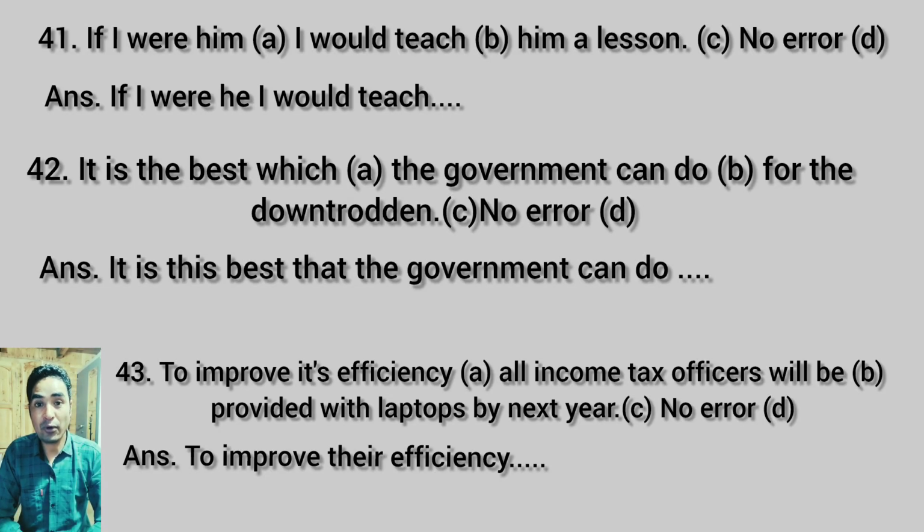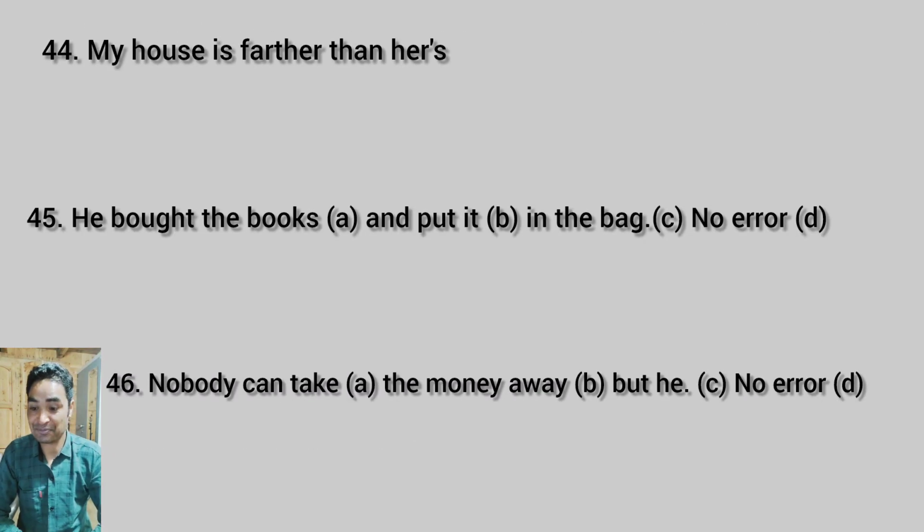Plural. For plural human beings and non-human beings, we use their. If we are talking about an officer, in this case we use his efficiency. To improve his efficiency, one income tax officer will be provided, etcetera, whatever you want to say. If we are talking about any machines, non-living things, in this case we use its efficiency. I hope you understood.